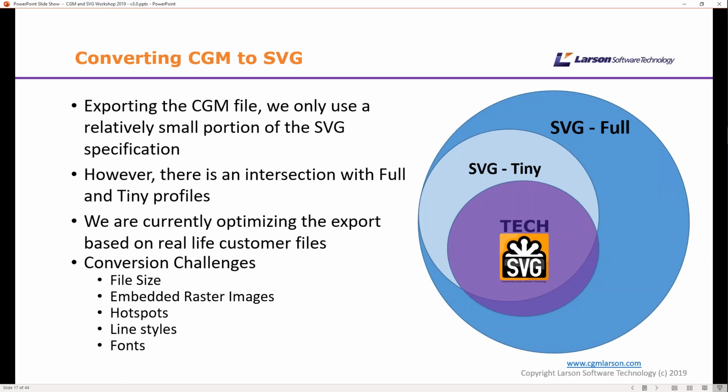So converting CGM to SVG. You can see on the right there, we tried to give a visual presentation of the elements that we see technical illustrations using out of the SVG spec. You can see it's a smaller percentage, but it also is a percentage of both the tiny profile and the full profile. So there's again a bit of an overlap there that we would prefer not to have, but there has to be for certain elements that are used within technical illustrations.